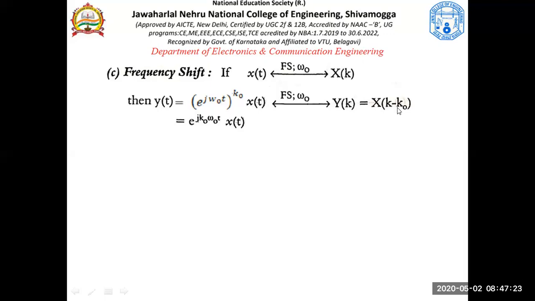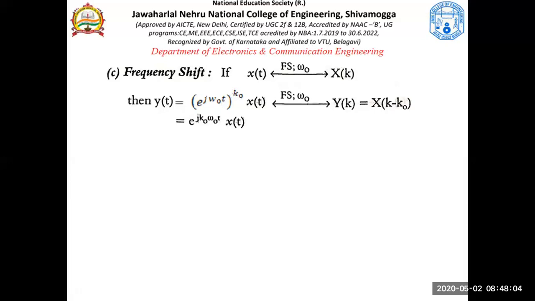If you shift k by k naught, see here, the exponential in the time domain is e power j omega naught t. The exponential in the frequency domain was e power j k omega naught t. But here it is e power j omega naught t. So here you will have t, here you will have k in the exponential. But since there is a shift here by minus k naught, this has to have the power plus k naught. So a frequency shift of minus k naught will have plus k naught in the power along with the exponential.